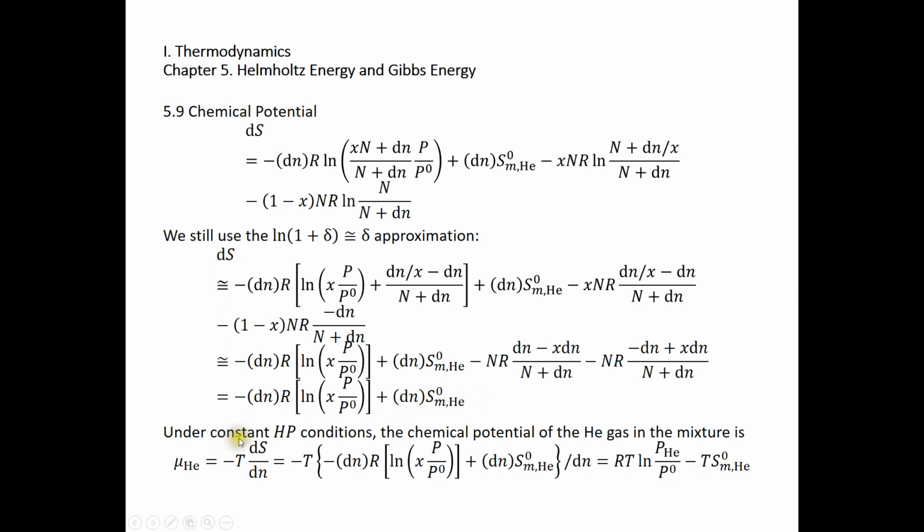So again, under constant HP condition, we get the chemical potential of helium by doing -T times ds over dn. ds comes from here, only two terms. We just plug in those expressions, and then finally we get this expression for the chemical potential of the helium gas. It's RT times the natural logarithm of the partial pressure of helium over P naught minus T times the standard molar entropy of helium.